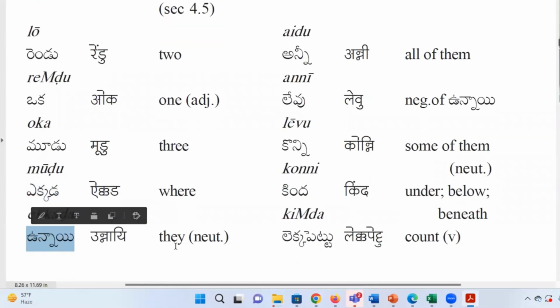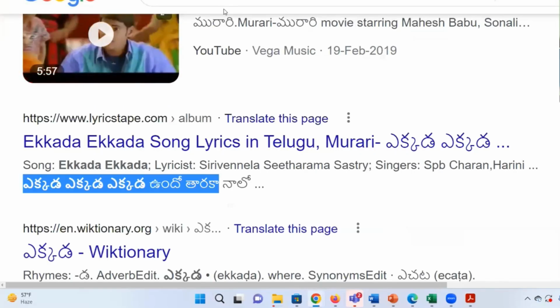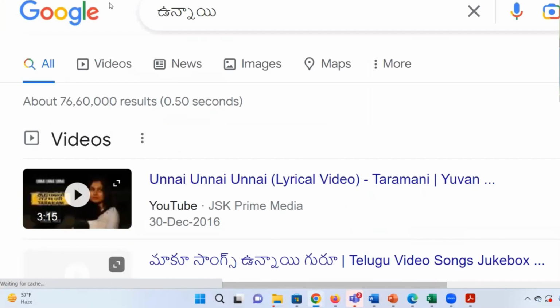Unnai. Unnai means they are, but it is used for the neuter gender, things. If I say they are, it can have two meanings. One is varu unnaru, if we are talking about people. Otherwise avi unnai, if we are talking about things, plural. So I'll type here unnai, then we'll get some random sentence, then we'll practice unnai.